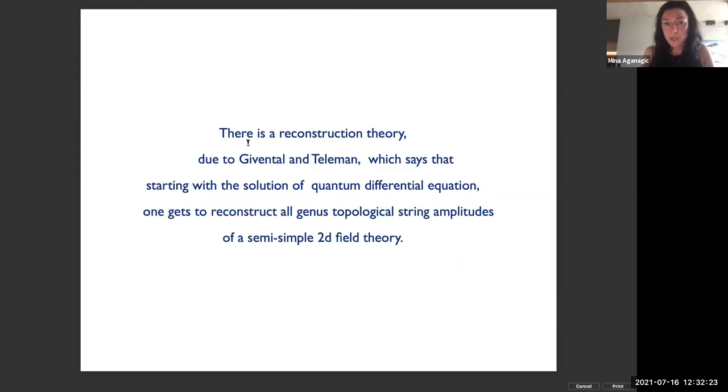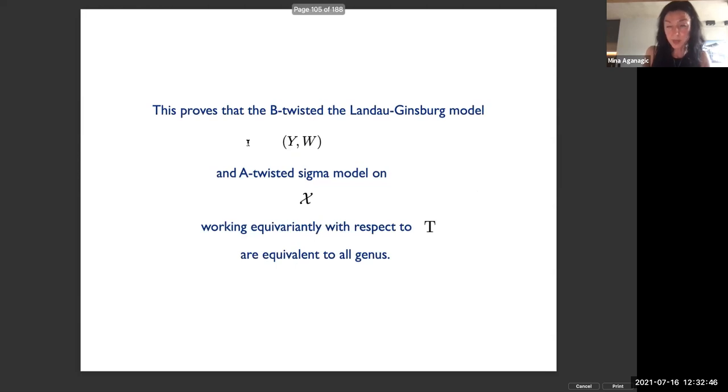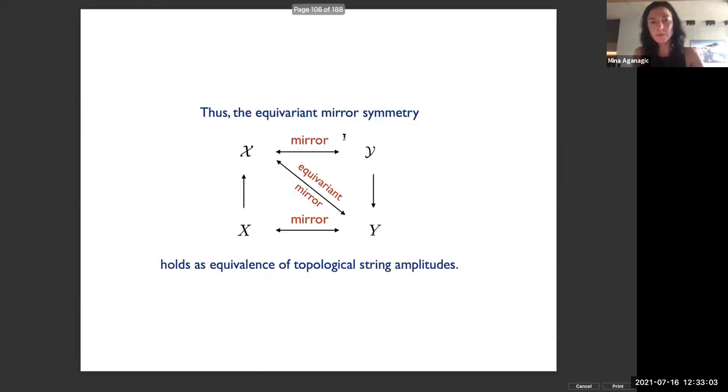There is a reconstruction theory due to Givental and Teleman, which says that starting with a solution of the quantum differential equation or its mirror, one gets to reconstruct all genus topological string amplitudes of any semi-simple two-dimensional field theory, with all representations being minuscule. The big X is smooth, so the corresponding theory is semi-simple, and the Landau-Ginzburg potential has isolated critical points. Okay. So we are in this world. So this theorem of Teleman and Givental implies that the B-twisted Landau-Ginzburg model of Y and the A-twisted sigma model on X, working equivariantly with respect to T, are equivalent to all genus, even though the dimensions differ. So equivariant mirror symmetry holds at the level of equivalence of topological string amplitudes.